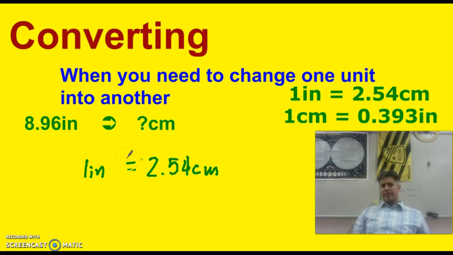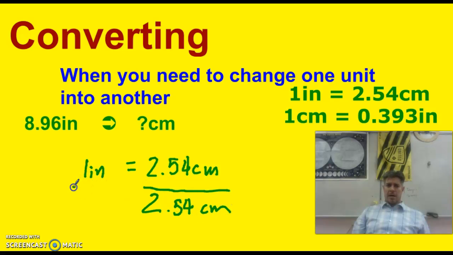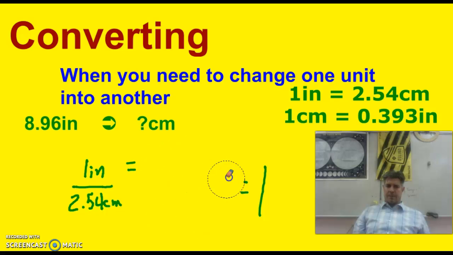I can look at this not as an equality, but as a fraction. So if I divide both sides by 2.54 centimeters, because it's an equal sign, if I do something to one side, I have to do it to the other. Over here, a number divided by itself and a unit divided by itself is just going to equal 1, right? So over here, this cancels, or equals 1. Same thing. Alrighty, so this is now my equality fraction.